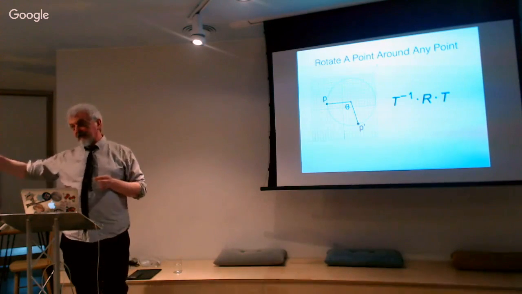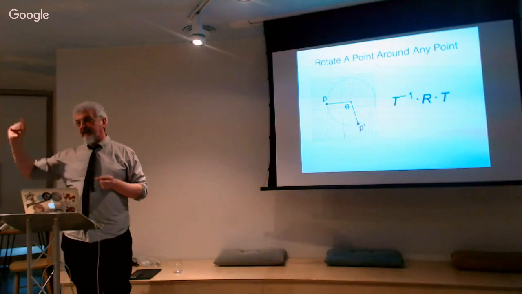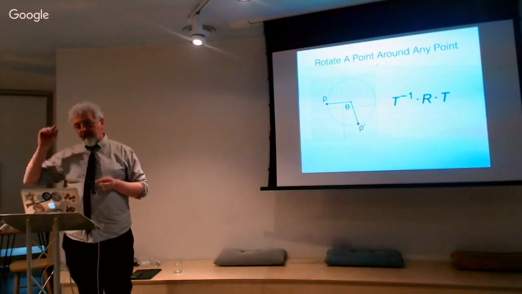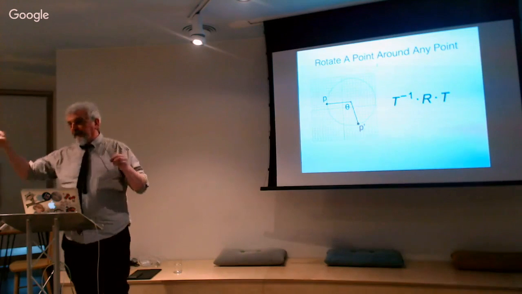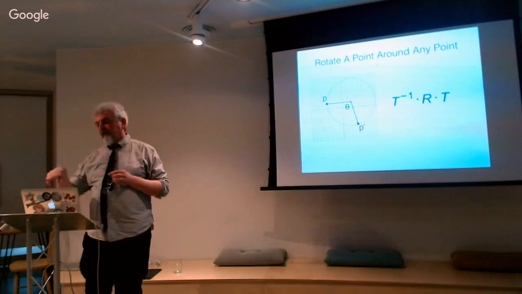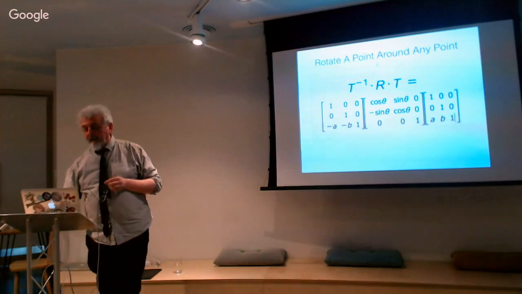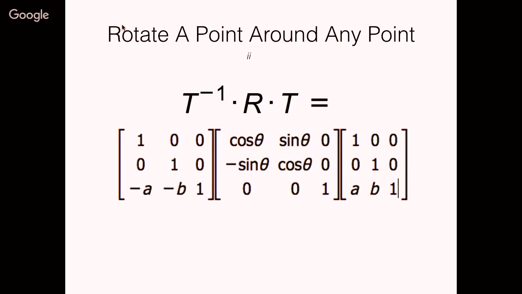T minus 1 means the inverse of T. So if the translation is, I think in this case, 3, 2 to get us to the point of the center, then T minus 1 is the inverse of that, minus 3, minus 2. The rotation is the rotation matrix that we've already seen, and then multiply it back out. And that means that if you spell that out in slightly bigger, longer format, it looks like that. So you're doing the translation matrix to get your center of rotation to the origin. You're doing your rotation, and then you're moving it back again.